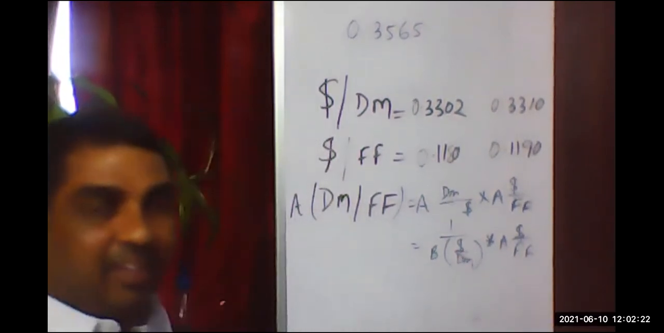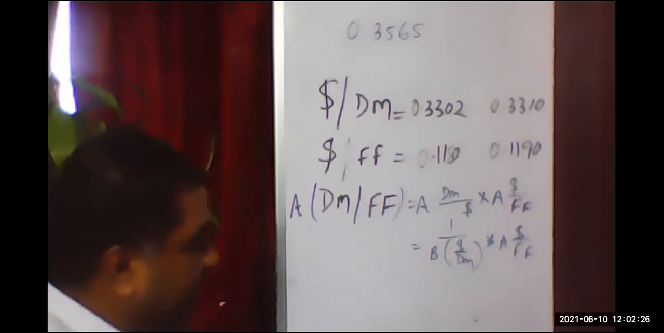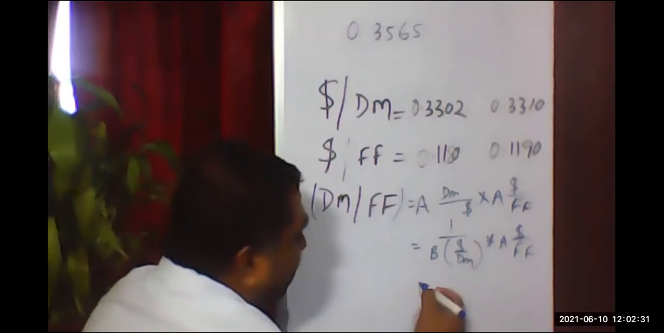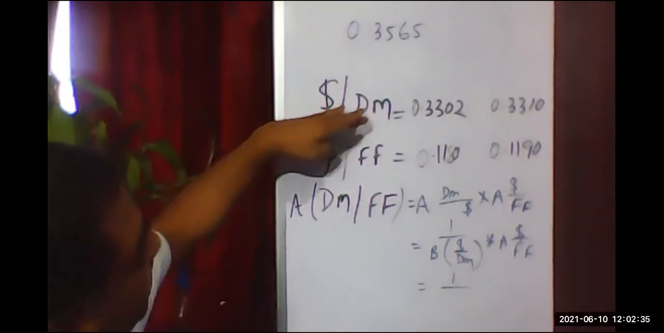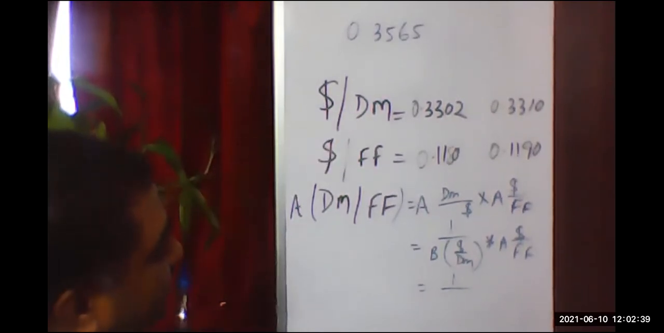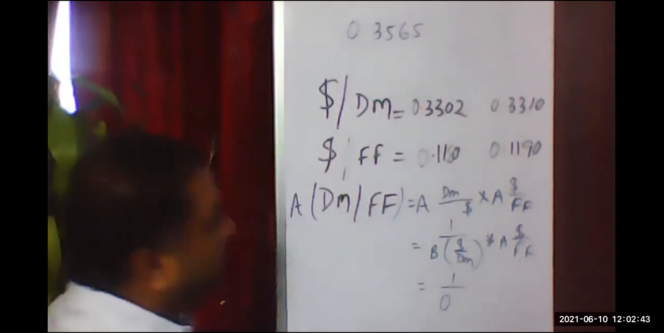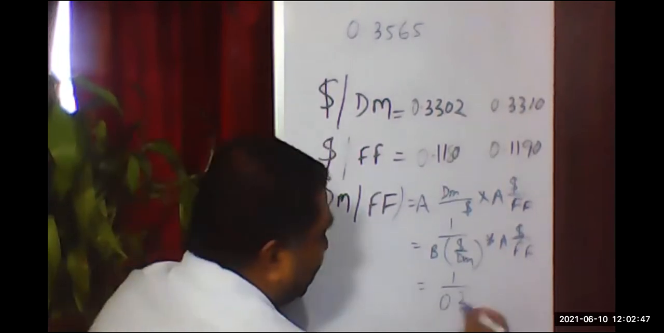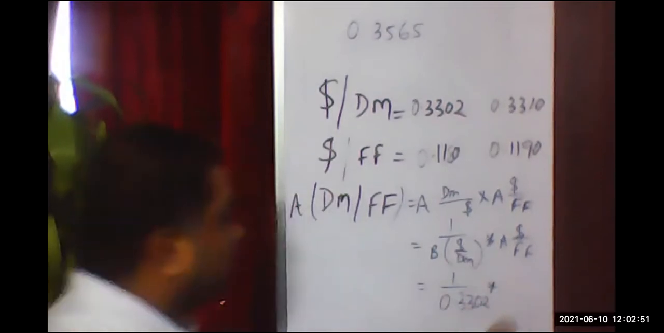Are you getting me? Yes, sir. Now tell me fast one. 1 by bid dollar by DM, where is it? Dollar by DM is there. Bid dollar by DM is how much? 0.3302. Very good. Into ask dollar by FF.